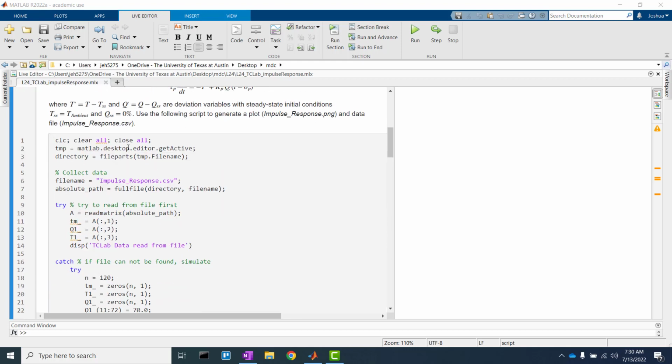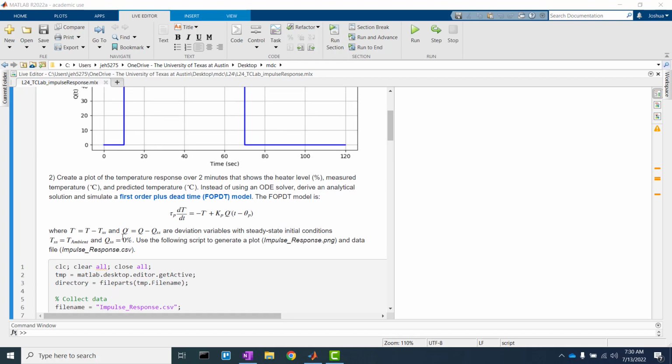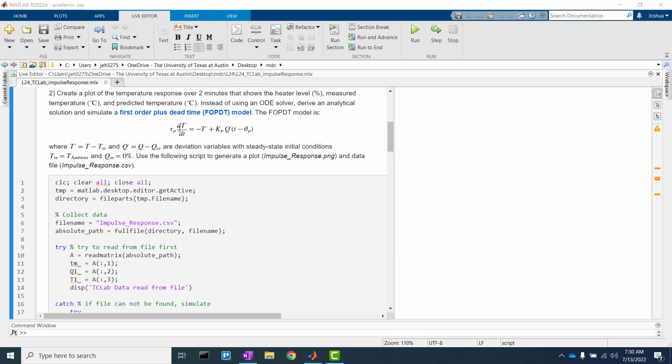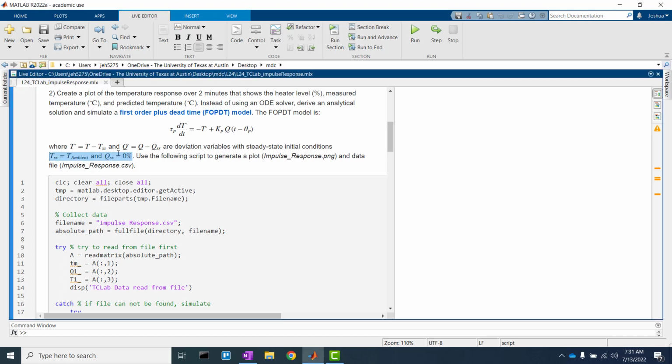So go ahead, first let's just run our code. What we're going to do is simulate this step test, and then we're going to fit it to this FOPDT model where we have our deviation variables. T prime is equal to T minus steady state temperature, and Q prime is equal to Q minus the steady state heater value, which would be 0. That's what it's explained right here.